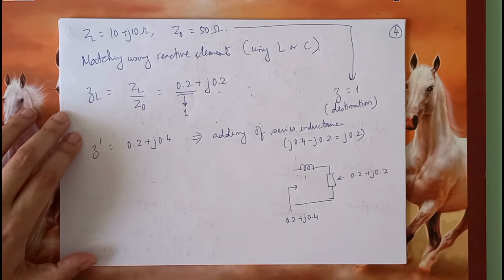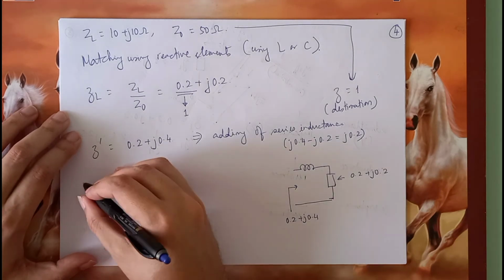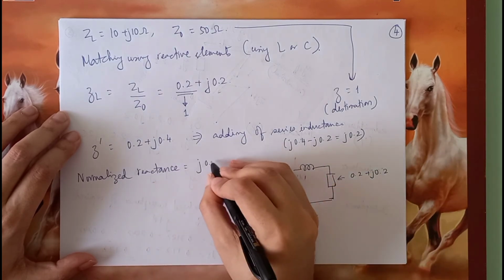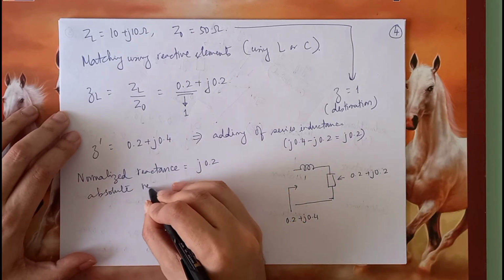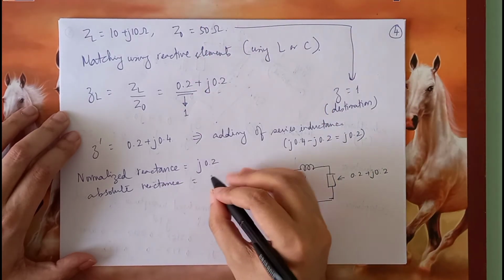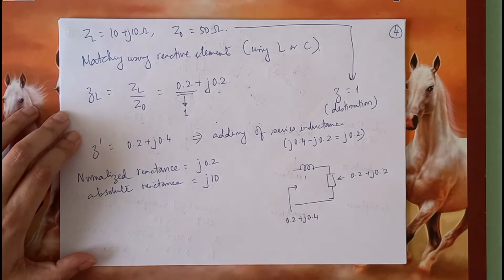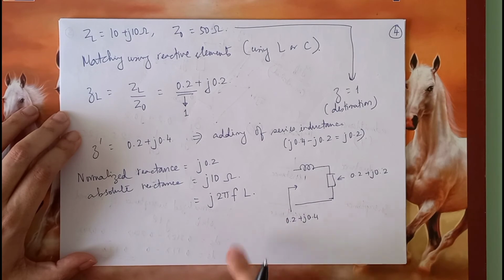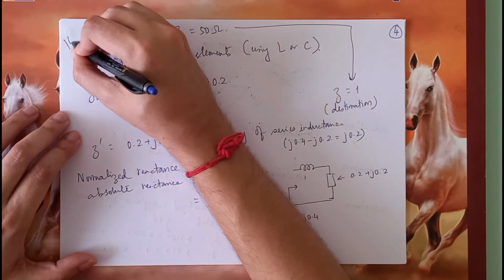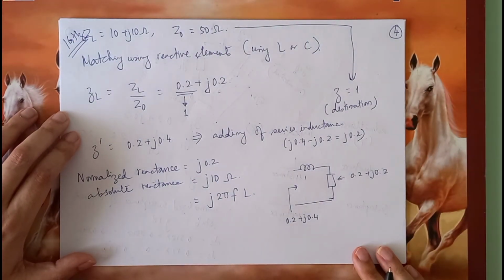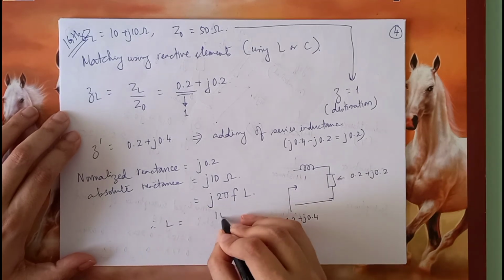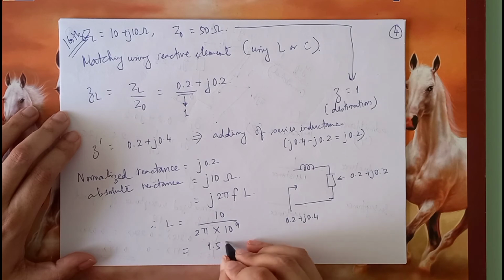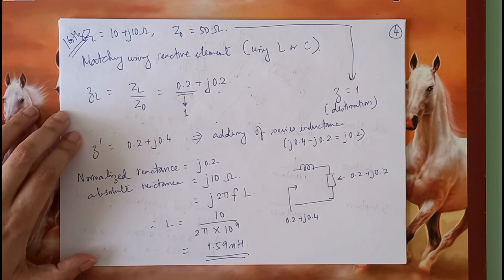So therefore, we can now very easily calculate the value of the inductor. So normalized reactance is J 0.2. So therefore absolute reactance, we just need to multiply it with 50 ohms, that will be J 10 ohms. So that means this is equal to J 2 pi times frequency times L. Frequency is 1 gigahertz. We had already established that earlier. So therefore L will be 10 divided by 2 pi into 10 raised to 9. So that will be 1.59 nanohenry. This is the inductance that we need.